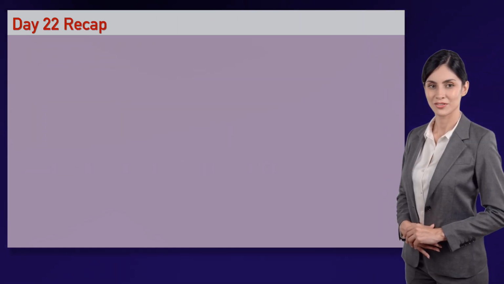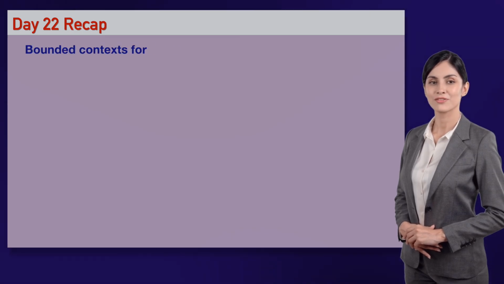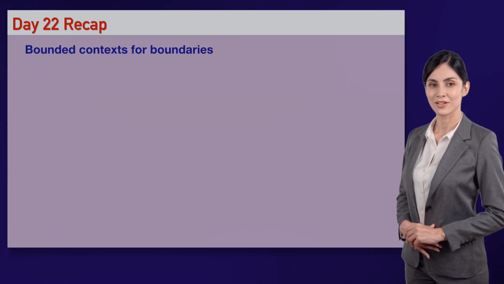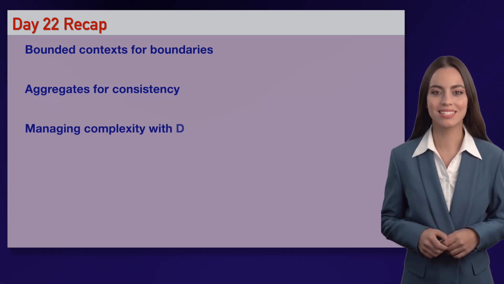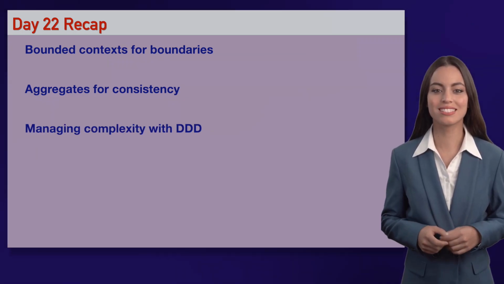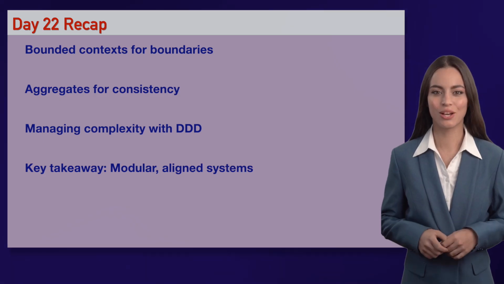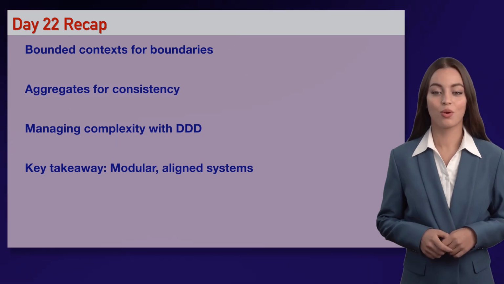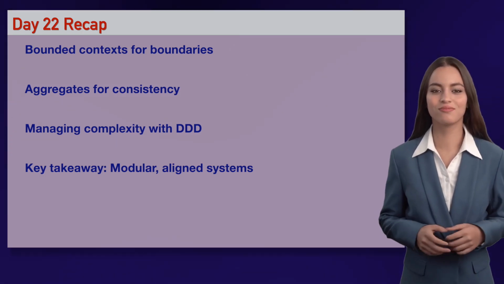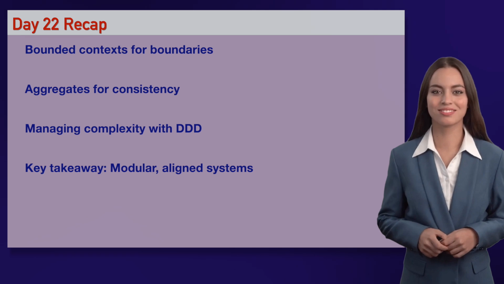Recapping Day 22, we explored bounded contexts for explicit modular boundaries and aggregates for consistency clusters. Detailed design, practices, integration with microservices, and challenges. The key takeaway: use bounded contexts and aggregates to manage complex systems with clear boundaries and enforced rules for maintainable, business-aligned architectures.